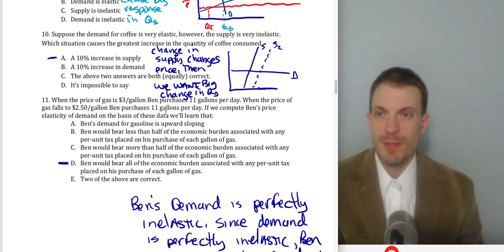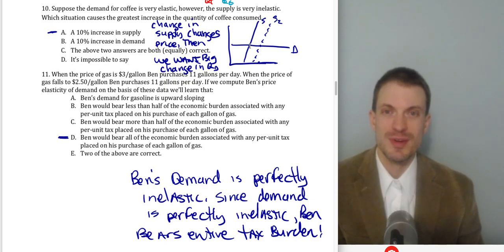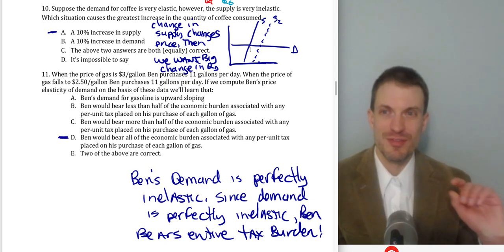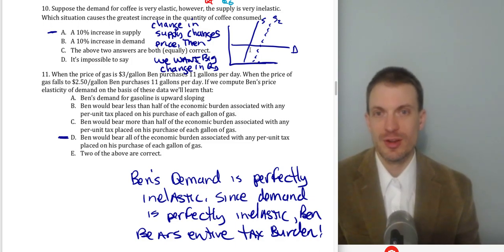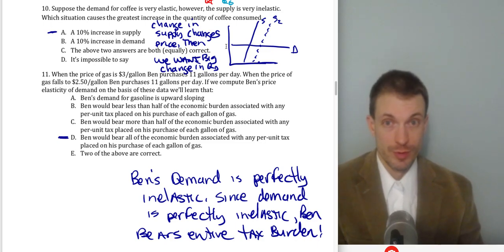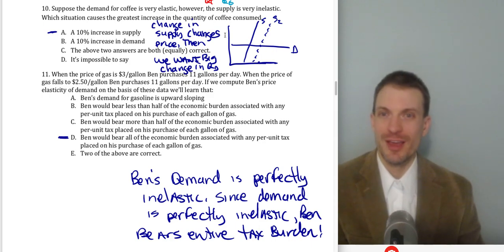Okay. Suppose the demand for coffee is very elastic, so I'm going to draw a nearly flat demand curve. Supply is very inelastic, so I'm going to draw a very steep supply curve. Which causes the greatest change in quantity consumed? To get the biggest change in quantity consumed, for a given price change, we want a large change in quantity demanded. Well, to get a big change in quantity demanded, what do we move here? Just look at the curve, we would move supply. So the increase in supply is going to cause a bigger effect than any of the other things.